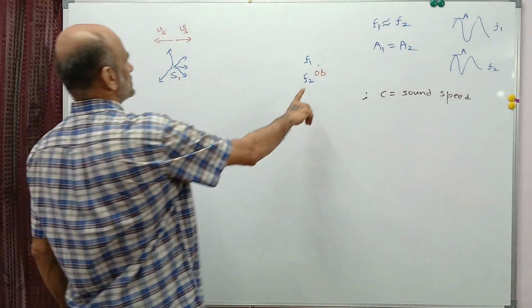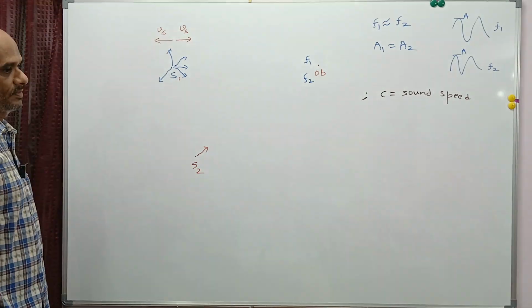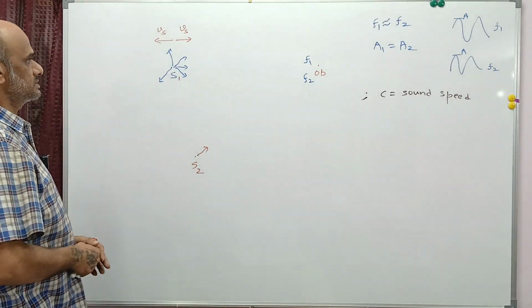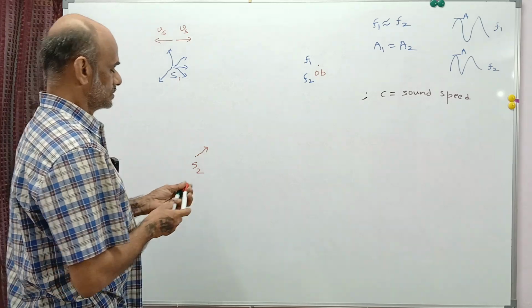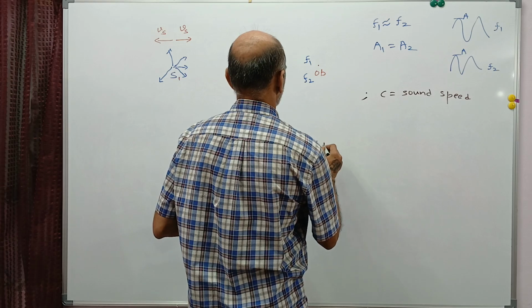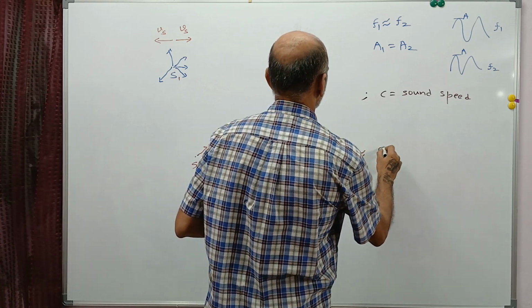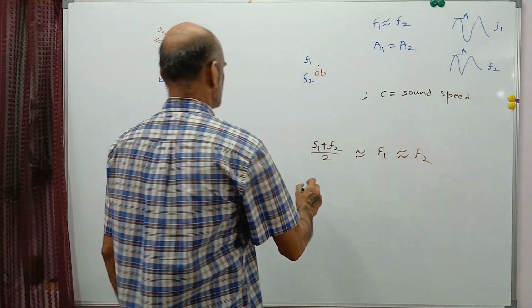In this case, the observer will hear both the sounds, actually the combination of these two sounds. These two sounds will superpose to provide a combined sound. That sound will have a frequency (F1 plus F2) by 2, which is approximately F1, which is approximately F2. But its amplitude will not be constant.